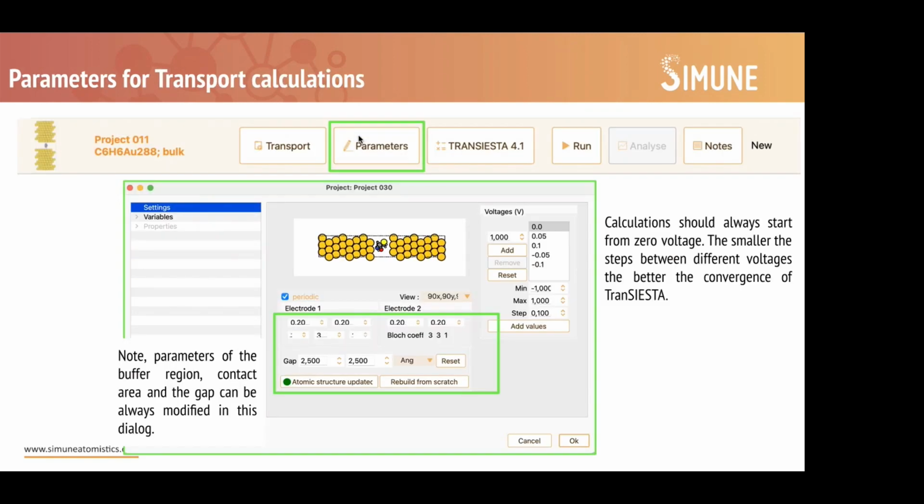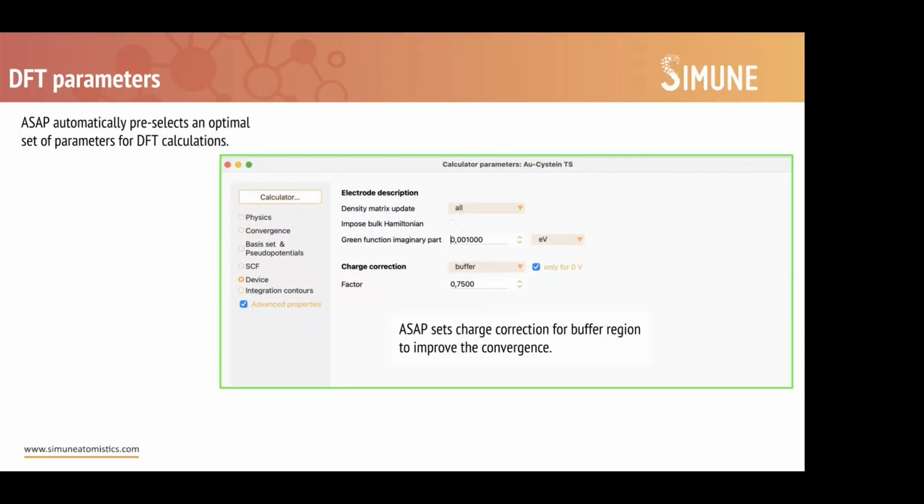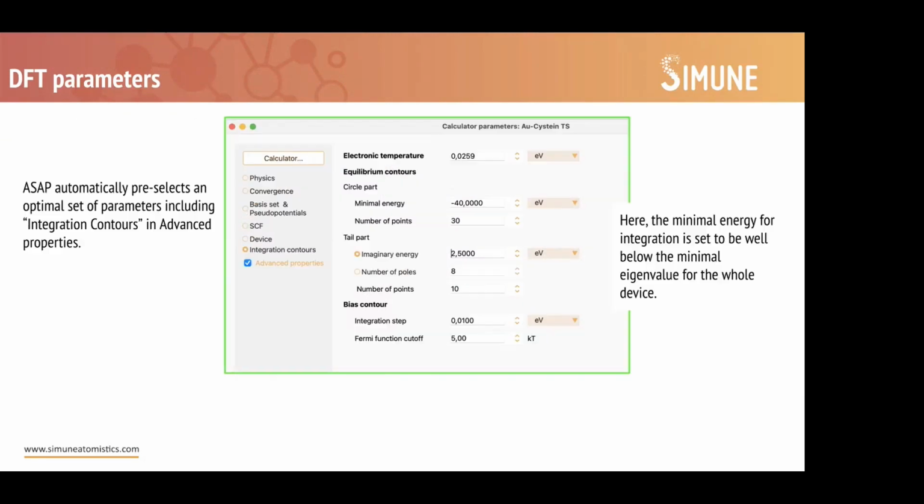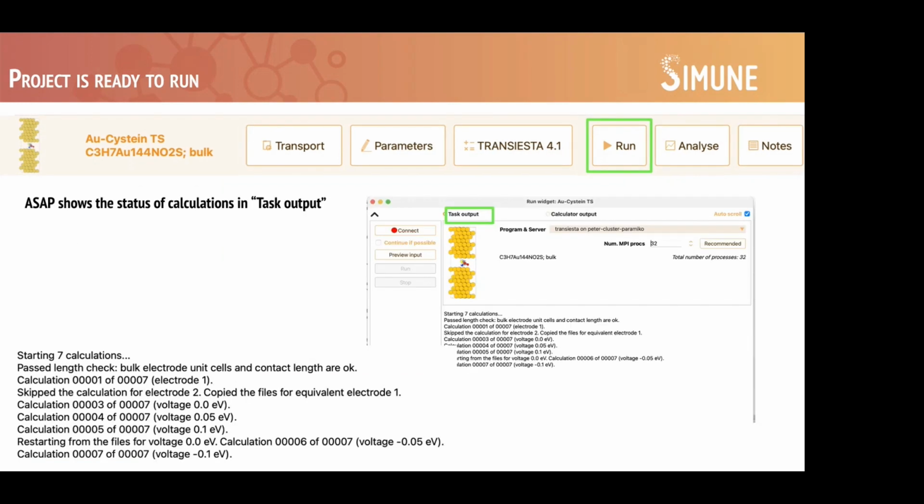So we start our calculations. This is where we set the parameters, again doing several voltages, and set the parameters for convergence and for contours, and then we run the calculations. So as Irina said, this workflow is really automated, so the user doesn't really have to take care of what exactly has to be done.